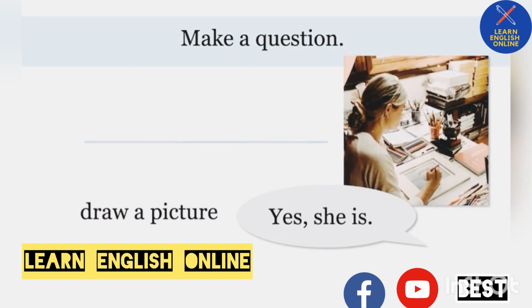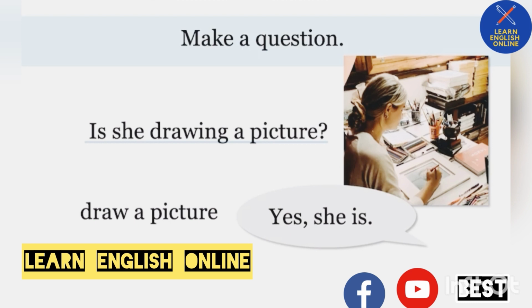Try again. This time, draw a picture. Draw is the verb, and yes, she is the answer, so you know she is the subject. Is she drawing a picture? Yes, she is.